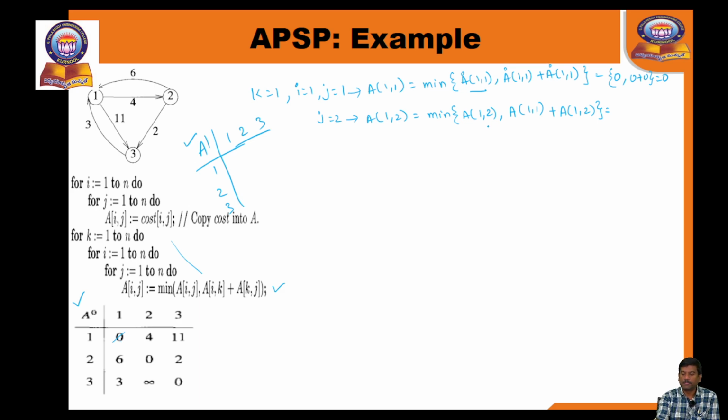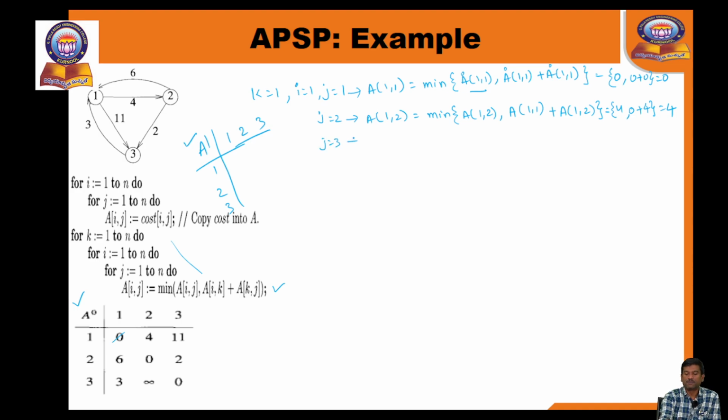In the same fashion, that is A of 1, 2. What is A of 1, 2? That is equal to the minimum of 4, comma, A of 1, 1, which is equal to 0, plus A of 1, 2, which is equal to 4. So here the minimum value will be equal to 4.